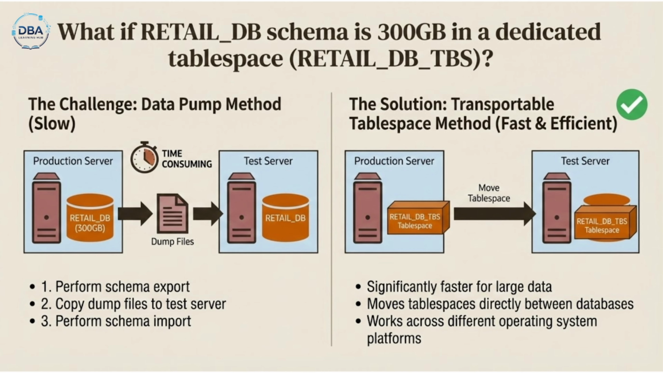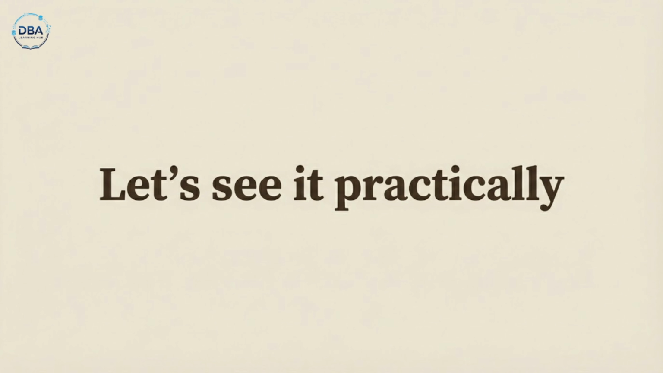We just do a metadata export from the production server, or whatever source there is, and transfer that metadata dump file to the test server. We then move the tablespace data files directly using the cp or scp command to the test server. So this method is fast, efficient, and has lower downtime. Let's see it practically.